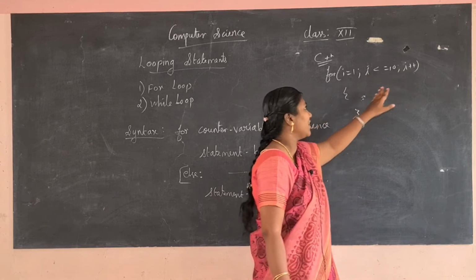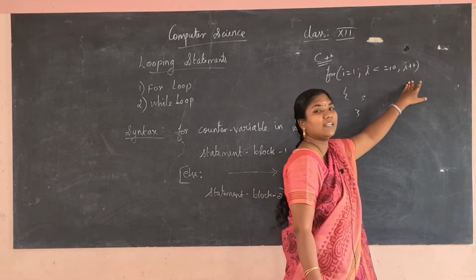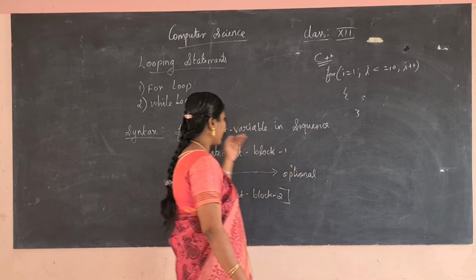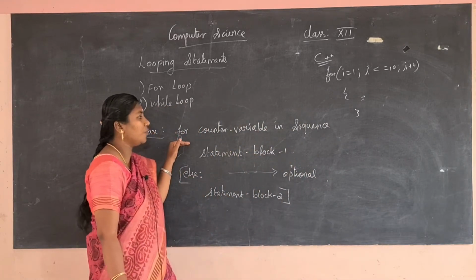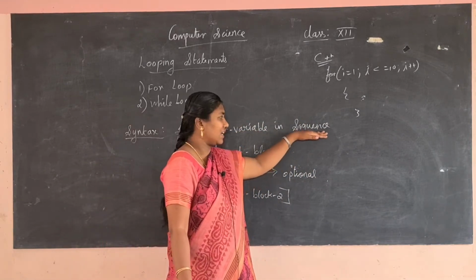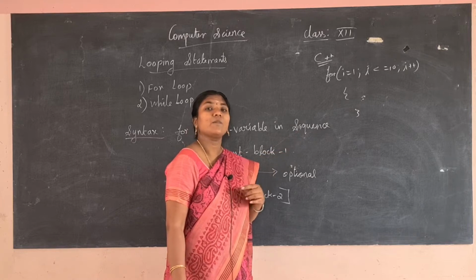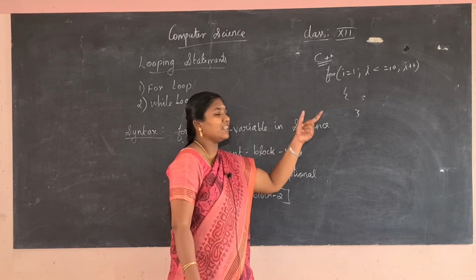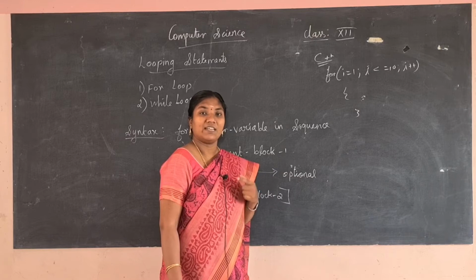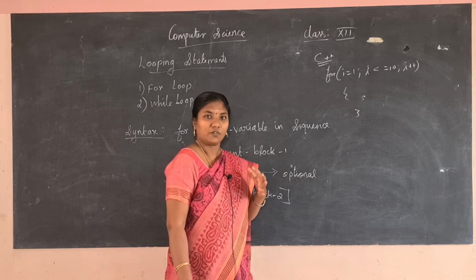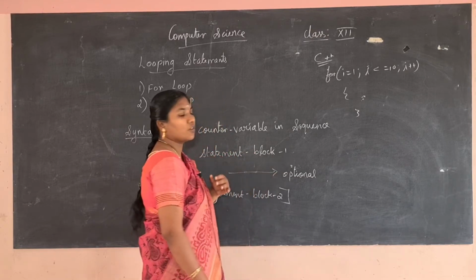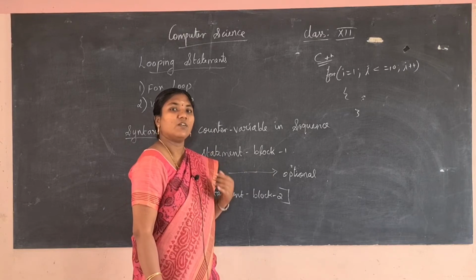These values, the start value, stop value and increment or decrement value, are also given in Python's for loop, in the sequence place, using the range function. So for specifying these values we are going to use the range function. Clear? So what is the range function and what is its syntax? Let us see.